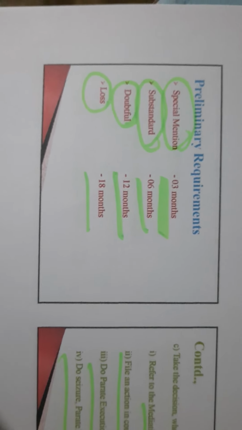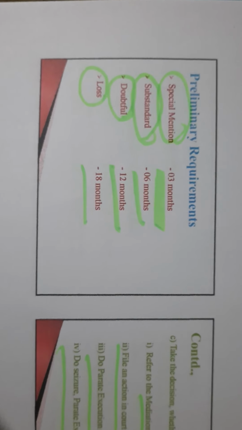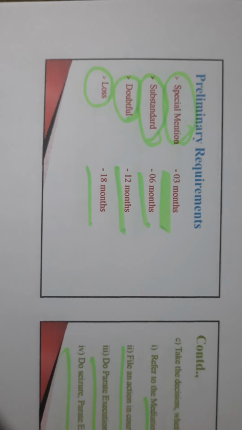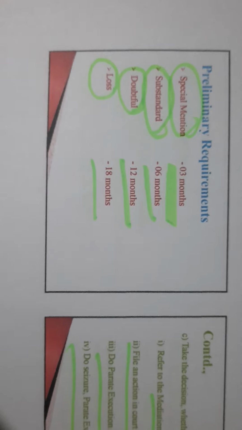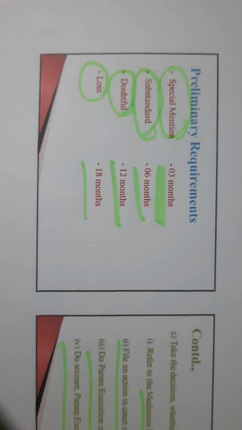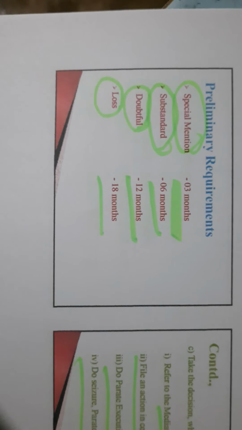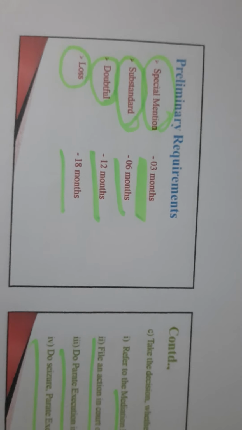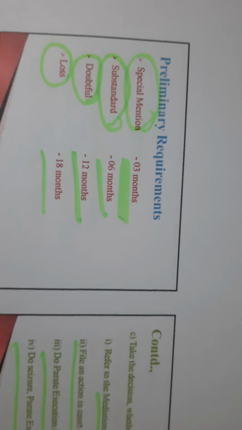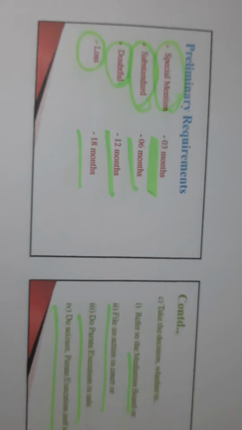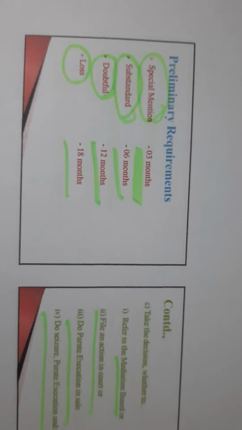Then that non-performing loan category, within 6 to 12 months, is called doubtful category. Then if it is beyond 18 months, it is what we call loss category. That means beyond 3 months special mention, beyond 6 months it is substandard, beyond 12 months doubtful, and beyond 18 months it is classified as loss facility.